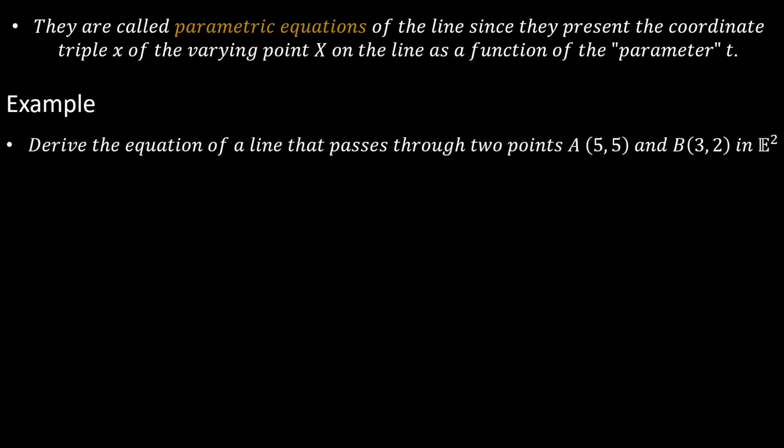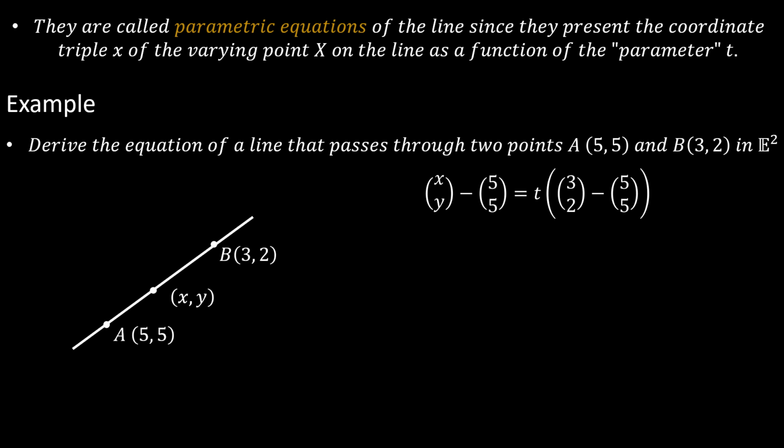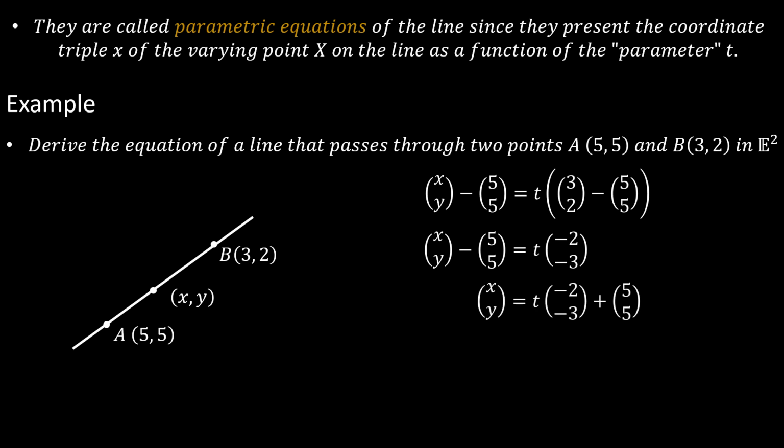Just a quick example. Let's derive the equation of a line that passes through two points, A and B, where A is (5, 5), x and y, and B is (3, 2), x and y, in two-dimensional space. So we'll draw a line there, and we have point A and point B, and then an arbitrary point x consisting of x and y. So we know that the vector (x, y) minus (5, 5) is the same as the vector AB, the vector from A to B, times the scalar t. So this becomes (x, y) minus (5, 5) equals t times (-2, -3). And so we have (x, y) equal to t(-2, -3) plus (5, 5).